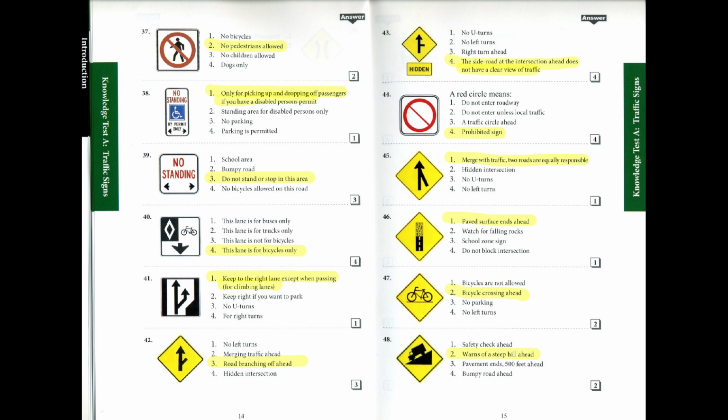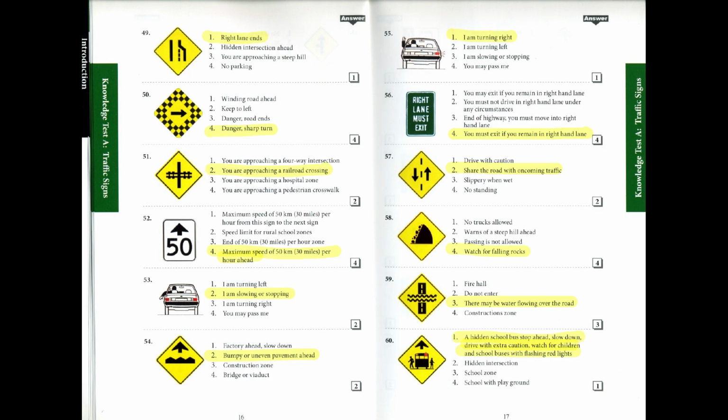Number 48. Warns of a steep hill ahead. Number 49. Right lane ends. Number 50. Danger, sharp turn. Number 51. You are approaching a railroad crossing. Number 52. Speed changes ahead. Maximum speed of 50 km per hour ahead. Number 53. Arm pointing down. I am slowing or stopping.